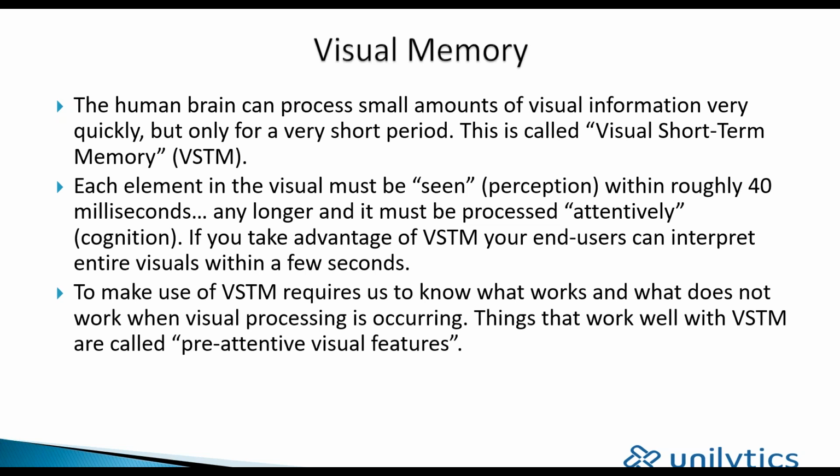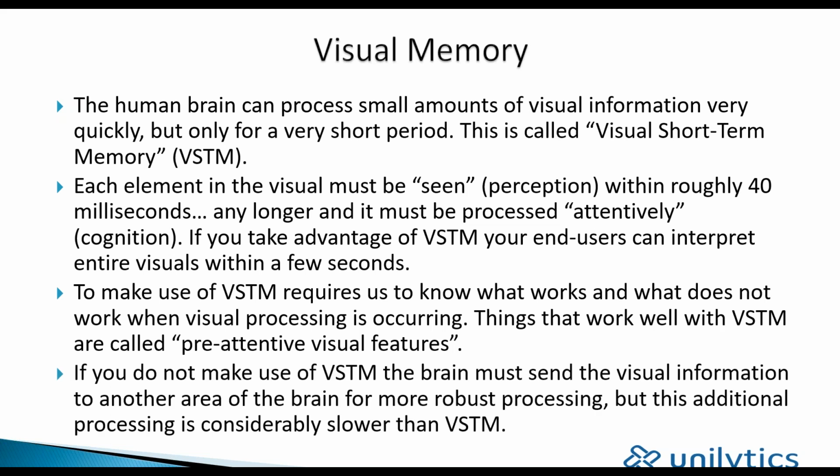So what we want to do is we want to take advantage of visual short-term memory, and we want to know what works and what doesn't work when you're talking about visual short-term memory. Things that work well with VSTM are called pre-attentive visual features. These are well defined, and we're going to go over a list of those in just a couple of slides so you'll understand what we're talking about. Pre-attentive visual features take advantage of visual short-term memory and perception and occur, like I mentioned before, in the neighborhood of about 40 milliseconds, so very, very fast. If you don't take advantage of visual short-term memory, you will end up requiring much more robust processing. It has to be done in a different area of the brain, and it is much, much slower.